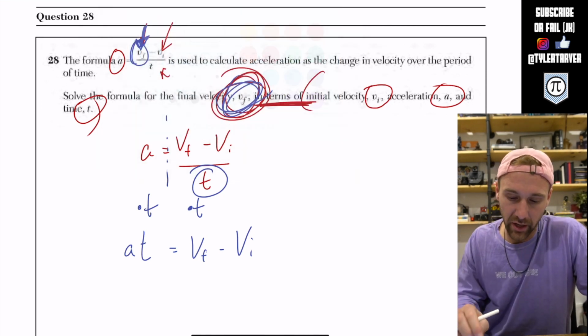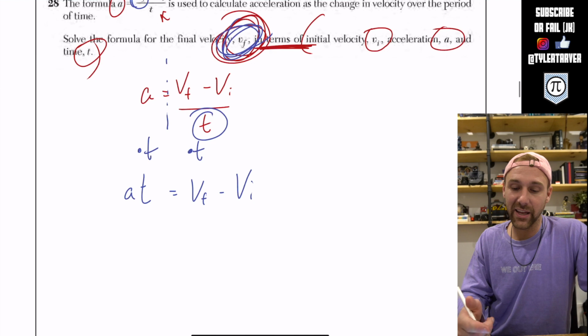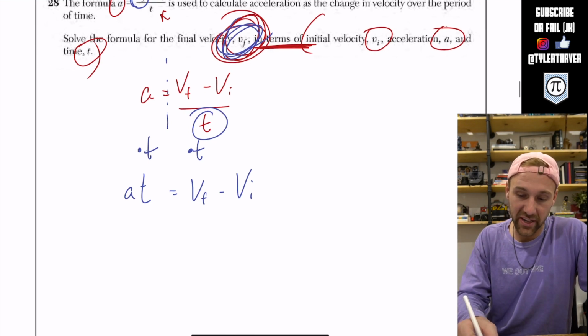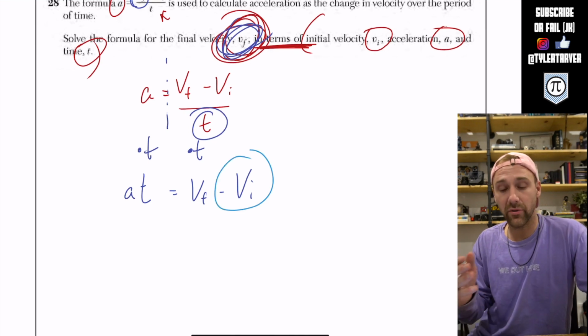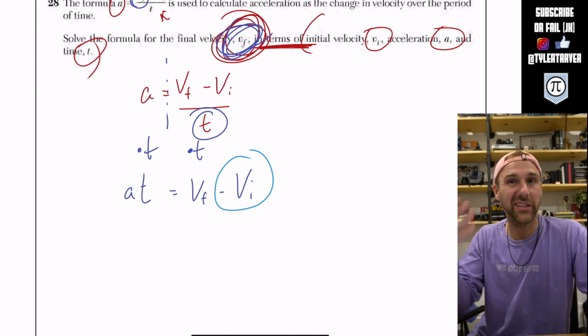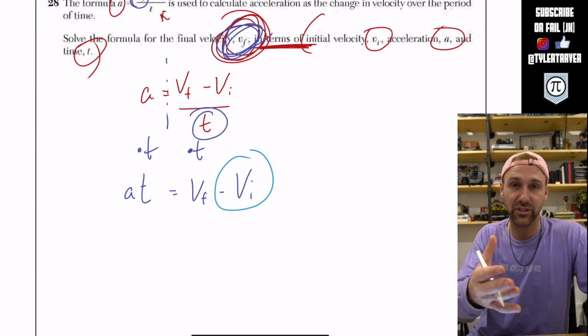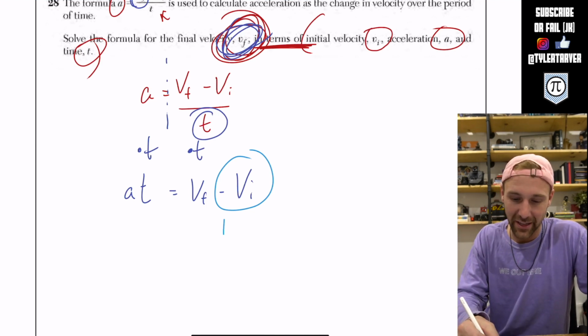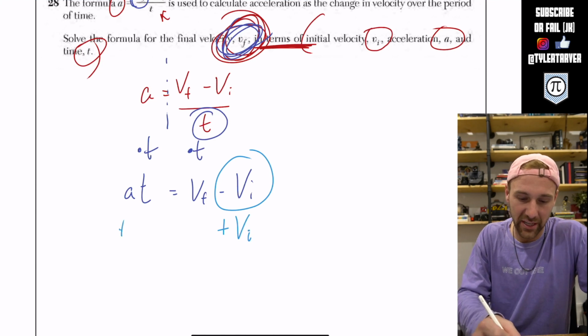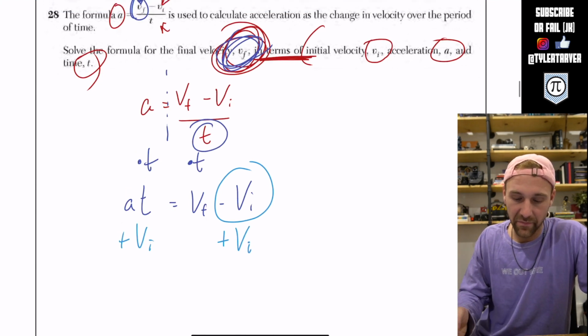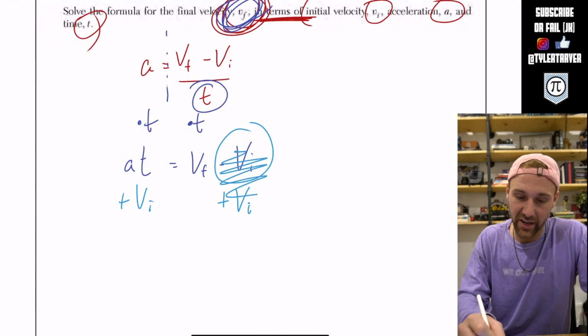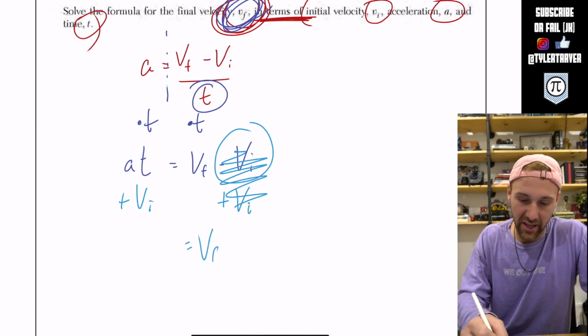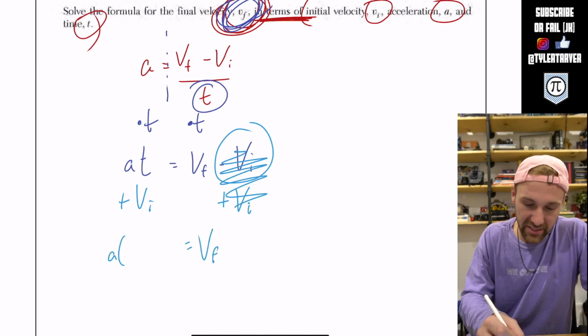Okay, so here we go. Next step, we've got to get rid of that VI. So we got to do the opposite of what's happening here. Right now it's being subtracted. So what's the opposite of subtraction? Addition. Very good. So we're going to add VI to both sides. Okay? So we do that. It cancels out over here. That's VF. And now we've got AT plus VI.